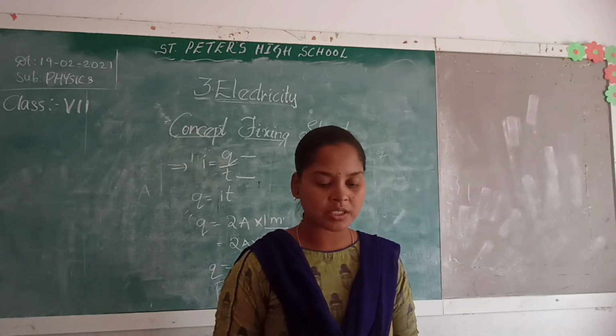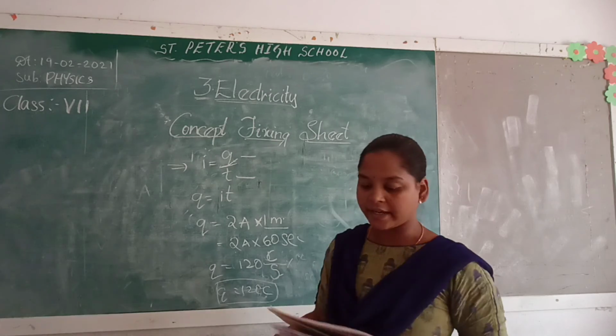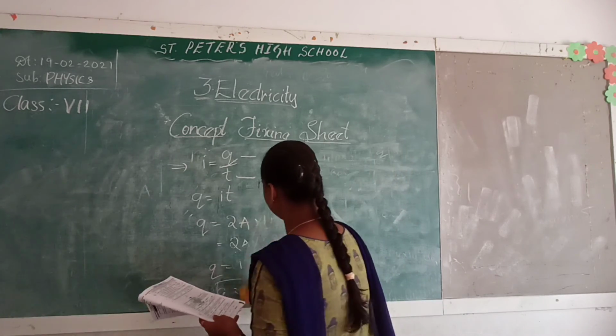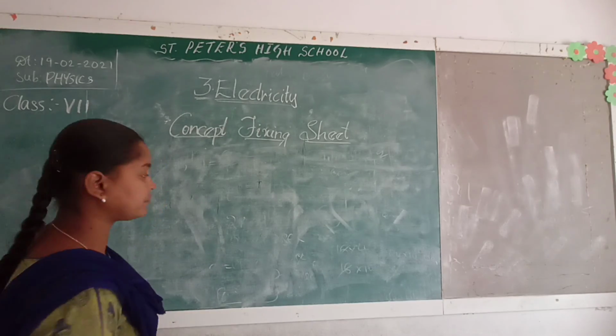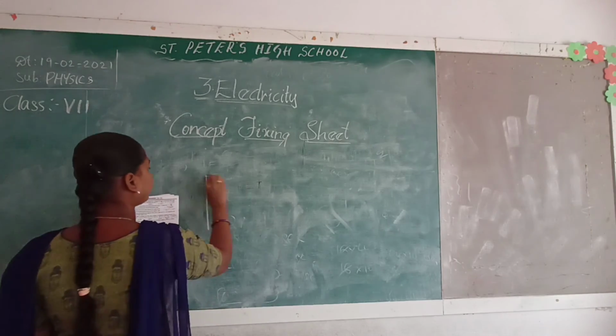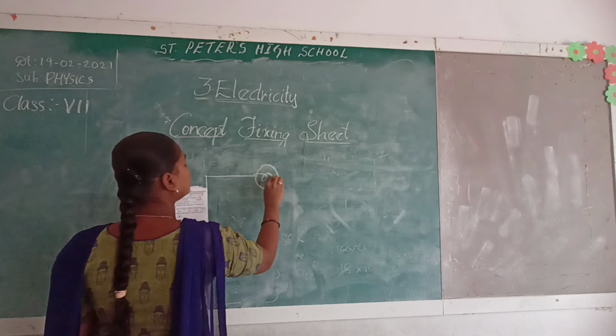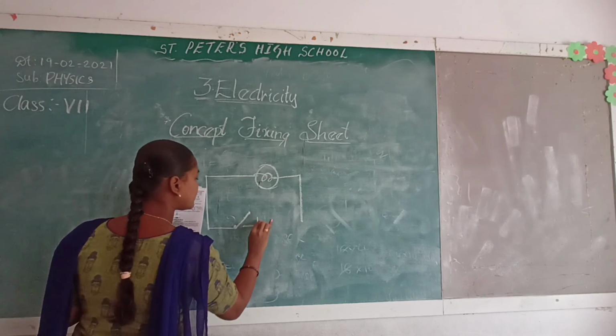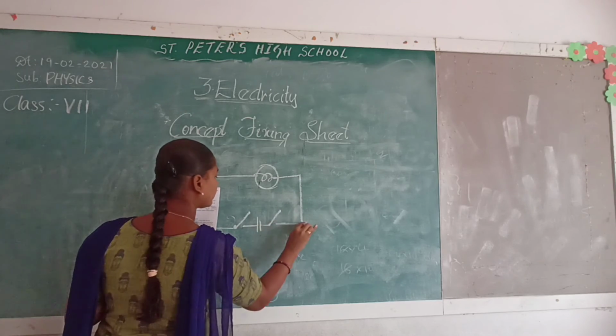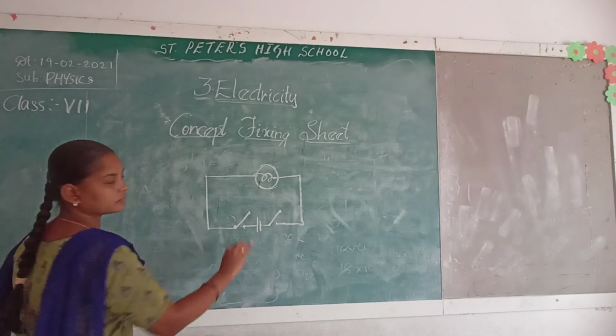The given figure shows a simple circuit that consists of a bulb, a battery and 2 switches. So here is the circuit. They are asking whether the bulb will glow or not. This is the bulb. This is switch 1. This is a battery. This is switch 2. Will the bulb glow now?